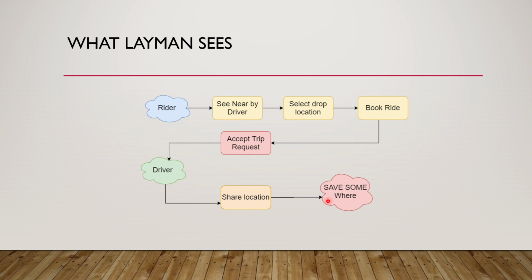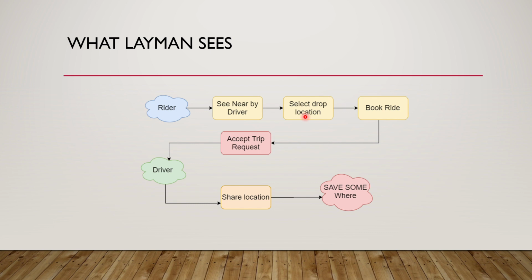So what does a layman see? If an app like Uber is given to a non-technical person, he opens the app as a rider and sees a few drivers or cabs near him in the application, and then he selects the drop location where he wants to go. The drop location is basically his destination, and the pickup location by default will be his own location where he is currently standing. And then he will click on book ride.